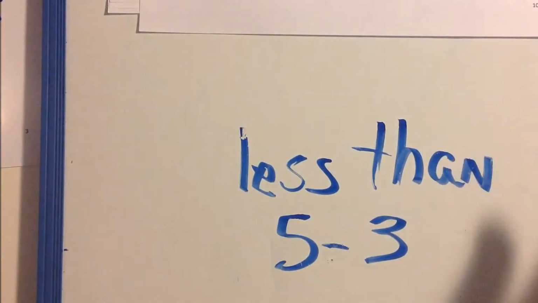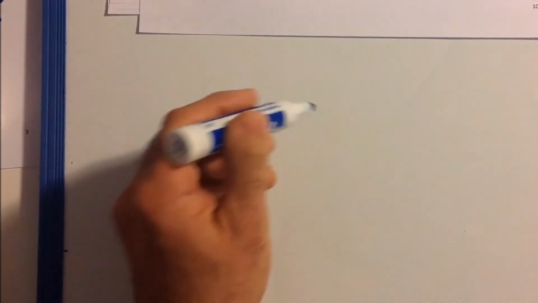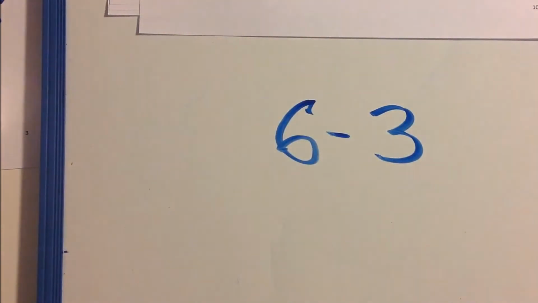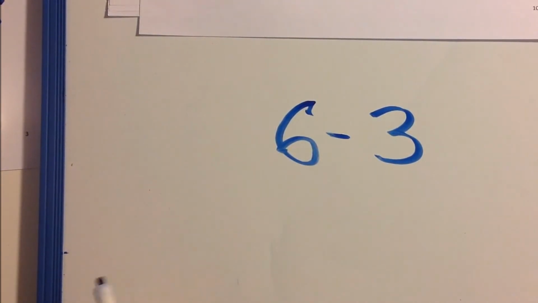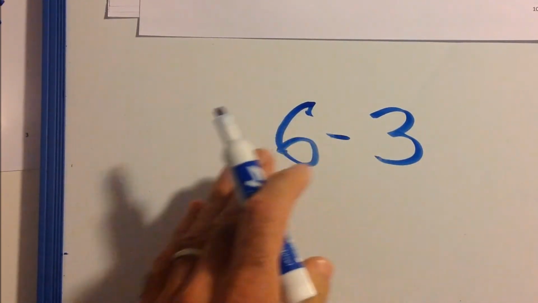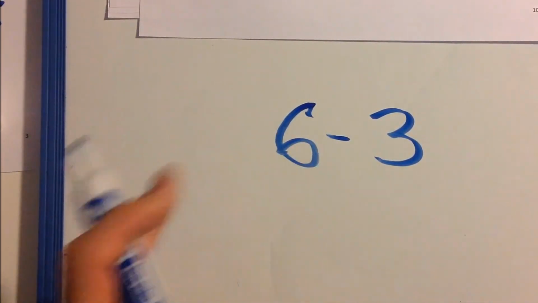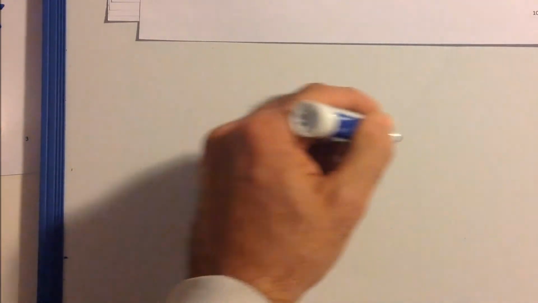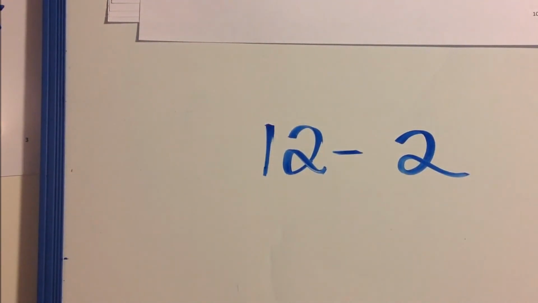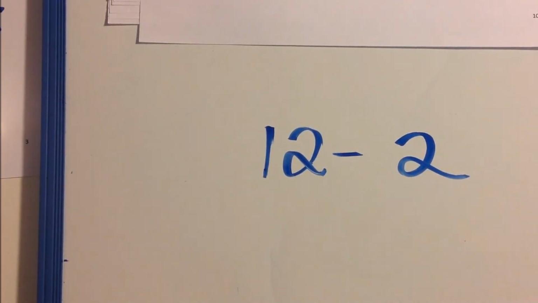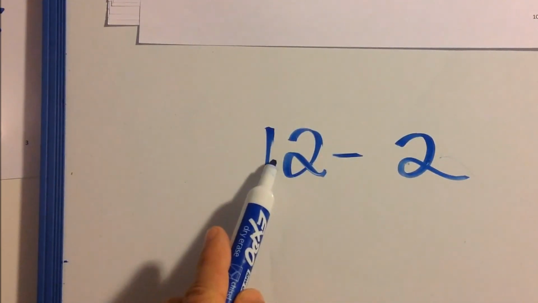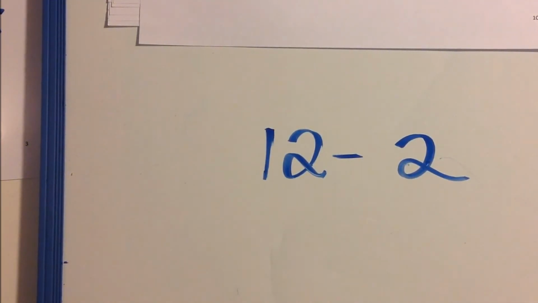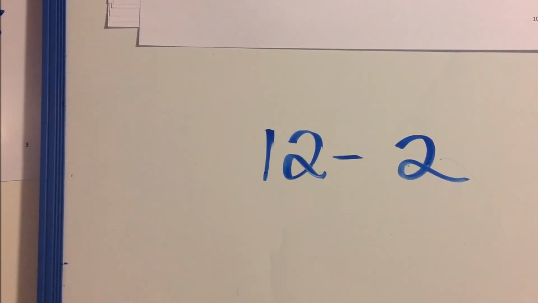Let's do a few of these so you understand. If I did 6 minus 3, that says 6 minus 3. Right? But it also says 3 less than 6. So when you see the word less than, switch it. Only for less than. This says 12 minus 2. This says the difference of 12 and 2. But it also says 2 less than 12. Right? So remember, when you see less than, switch the numbers around.